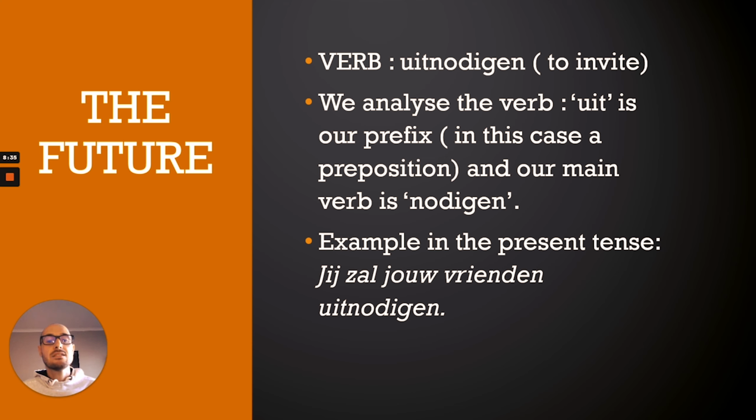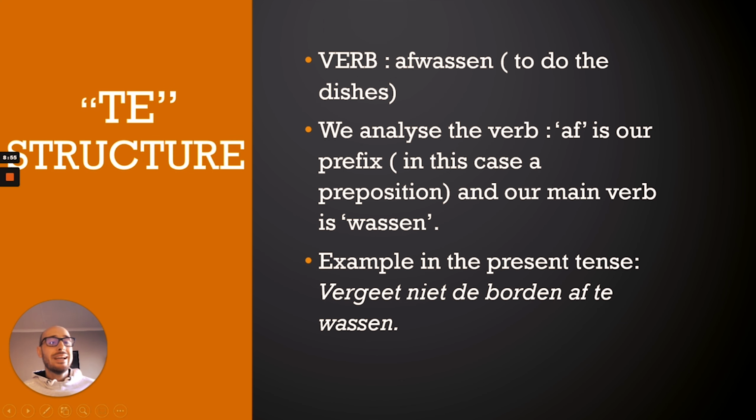Alright, so jij zal jouw vrienden uitnodigen. So basically nothing changes. Exactly the same as with normal verbs. Zal, your auxiliary verb, which goes in front, and then your separable verb in the infinitive goes at the end of the sentence. Okay, and then we have the te structure.